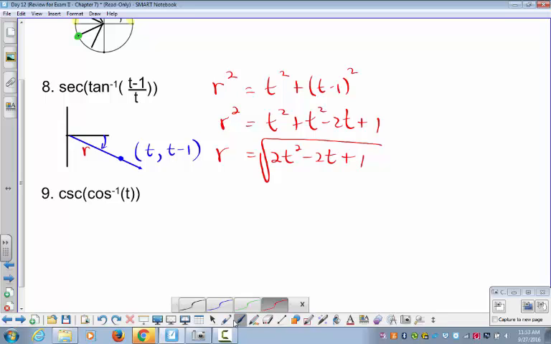All right. We now have an expression for x, y, and r, and we can answer the original question. The original question said, what is the secant of that angle? If you want to abbreviate it, let's just call that angle alpha. And we just drew a picture of alpha right here. What's the secant of that angle?